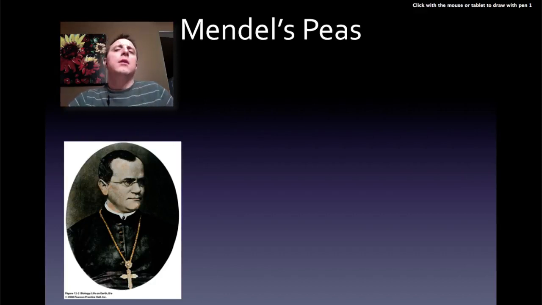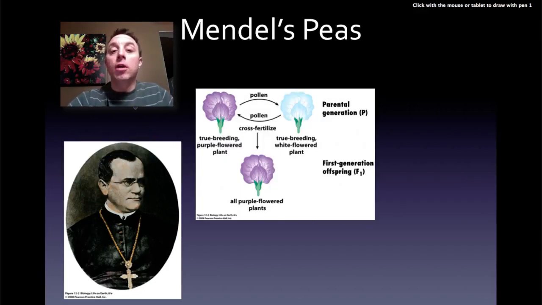And his model organism of choice was the ordinary garden pea. He was kind of in charge of the gardens there at the monastery where he lived and worked. So that gave him a lot of time to work with the peas and to study their inheritance patterns. And he chose a few traits, a few characteristics that he followed.